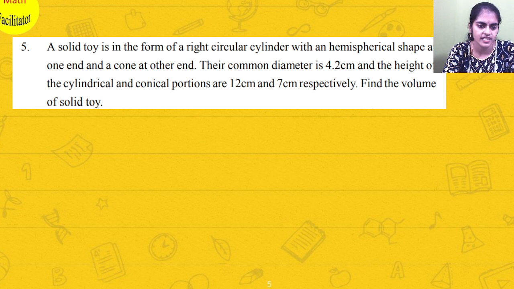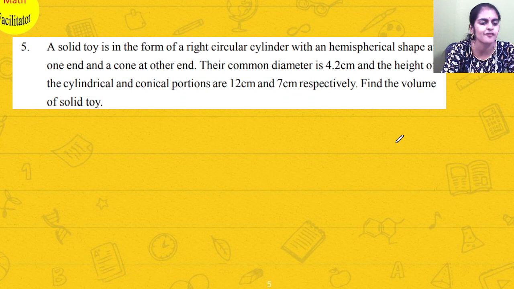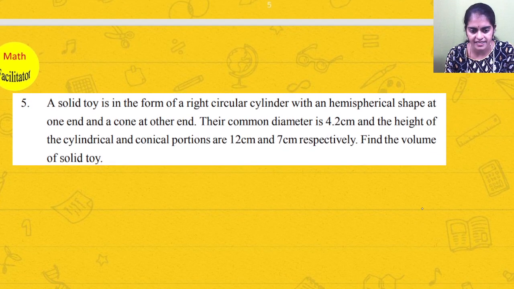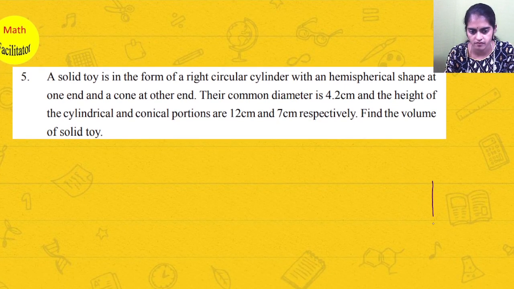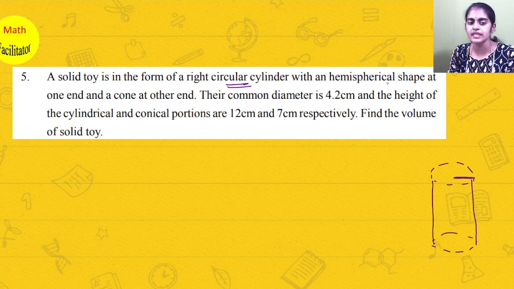Right, so let's proceed. Now again you have a solid toy in the form of a right circular cylinder, with a hemispherical shape at one end and a cone at the other end. So suppose at this end you have a hemisphere, at this end you have a cone.